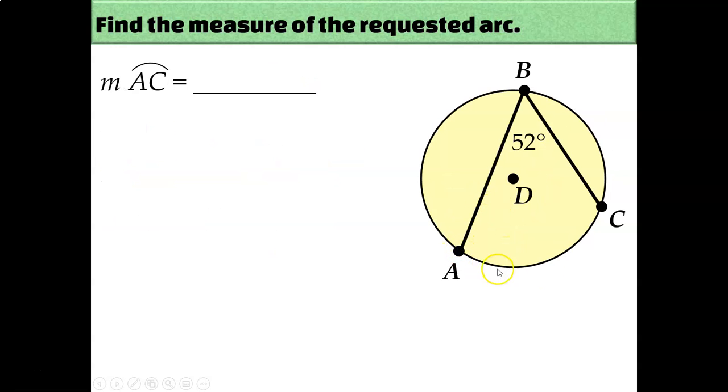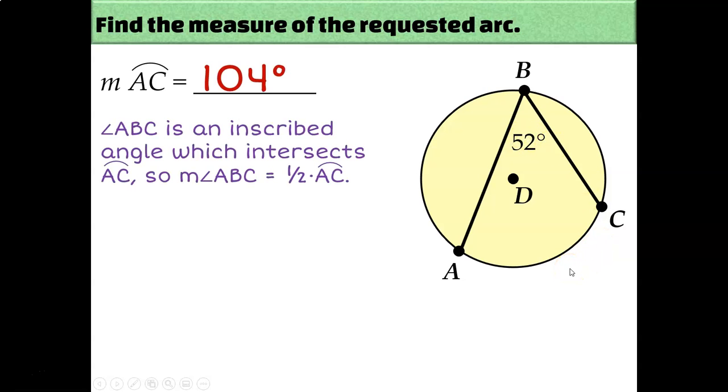For our next example, we need to figure out the measure of arc AC, given that the measure of angle ABC is 52. Well, ABC is an inscribed angle because it has a vertex that is on the circle. AC is the arc that it intercepts, and we know that an inscribed angle is equal to half of the arc. Well, I don't know the arc, I know the angle. So to get from the angle to the arc, you double it. So the measure of arc AC would have to be 104 degrees. So if AC is 104, half of that is 52. Yep, that all checks out.